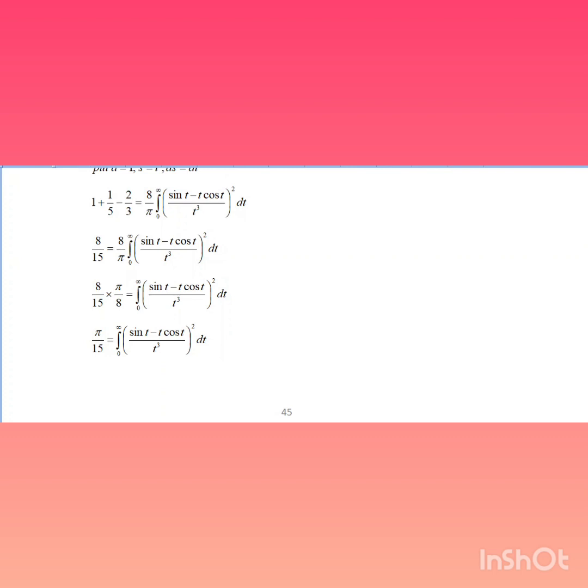So hence verified, hence proved the second subdivision also.